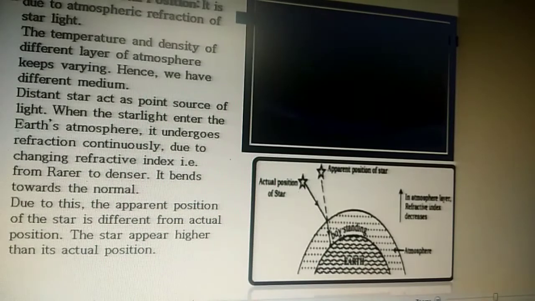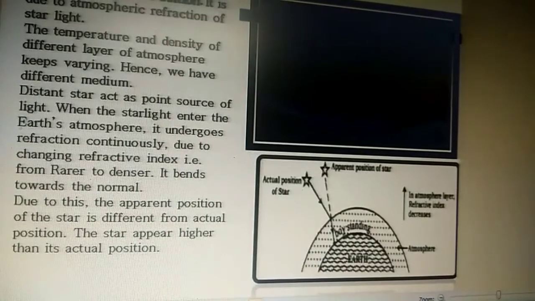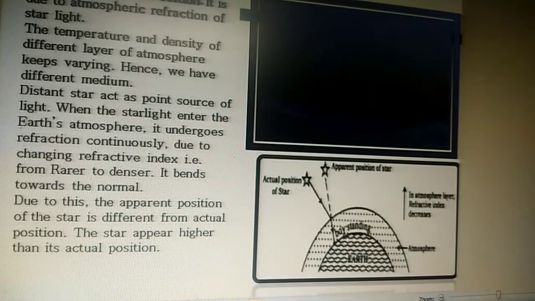Stars appear to be twinkling. Because this is due to atmospheric refraction. In case of refraction through a glass slab, we have studied about a lateral shift. In the same way, the position of the star as seen by an observer on the Earth's surface is not the true position. It is an apparent position. This is due to atmospheric refraction.